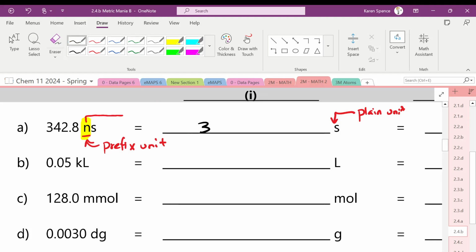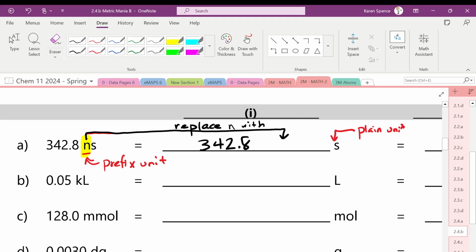You can say, okay, I have 342.8, and I am going to replace nano with its power of 10. What is the power of 10 for nano? 10 to the negative 9. So I'm going to replace nano. I'm going to say I don't want to write nano anymore. I'm going to replace it with 10 to the negative 9. So 342.8 nanoseconds is equal to 342.8 times 10 to the negative 9 seconds. Did you follow that? All we're doing is we're replacing nano with times 10 to the negative 9.